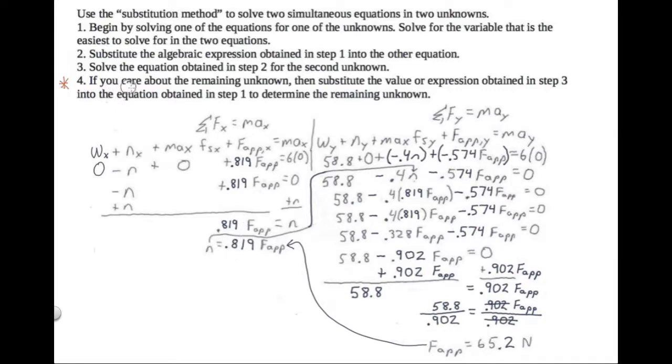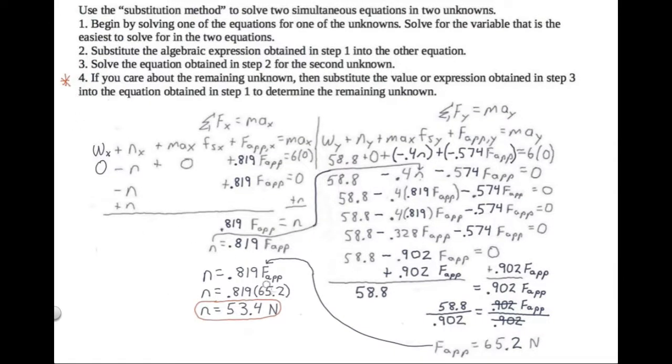Now, do we care what the value of n is? Well, the question was not asking us for n. The question was asking us for f applied, but I'm still going to go ahead and carry out step 4 and calculate a value for n, because that will help us to check whether our collection of results makes sense. When we complete step 4, we get the result that n equals 53.4 newtons.